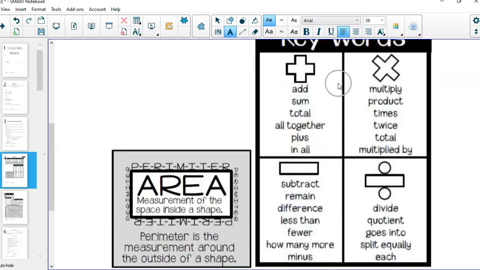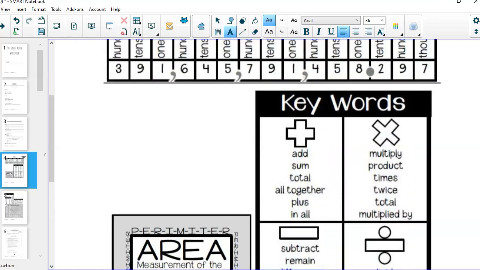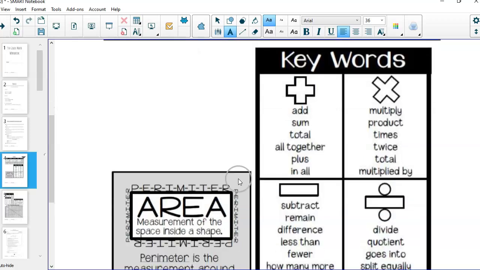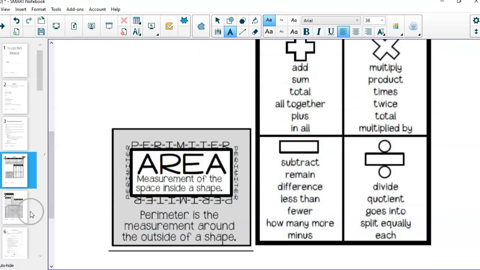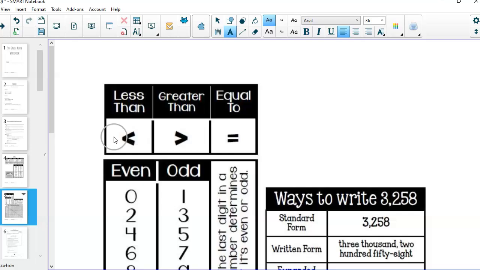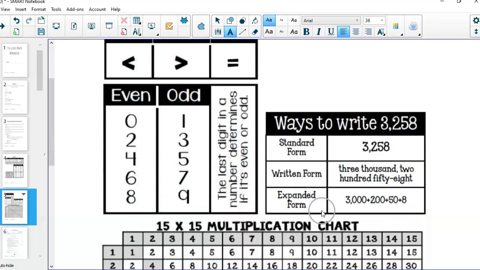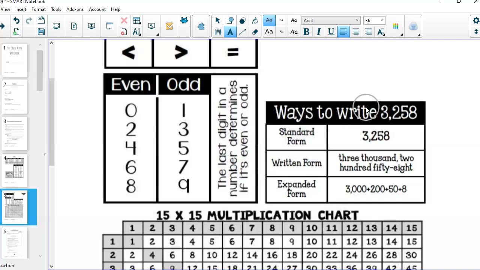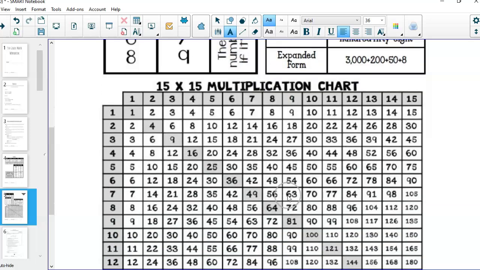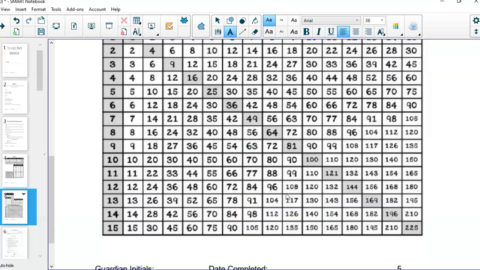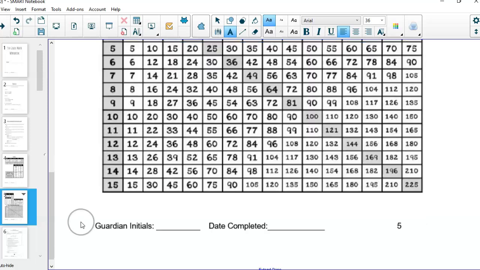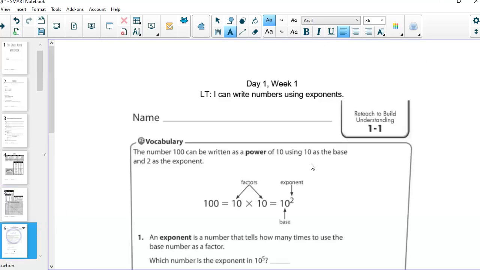So you have your operation clue words, a couple of other helpful place value charts, a reminder of area and perimeter. And then on page 5, the greater than, less than, equal to sign, some odd and even numbers, how to write in standard form, written form, or expanded form, and then also a multiplication chart to 15. So today we're going to be doing a little bit of review work from last week.